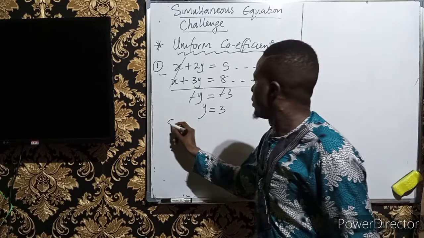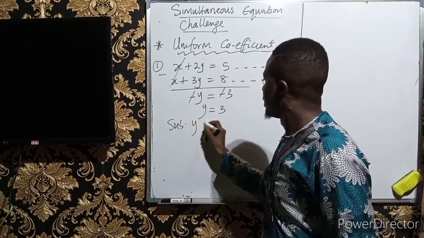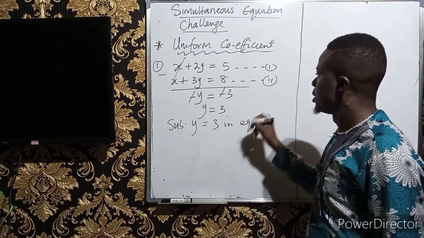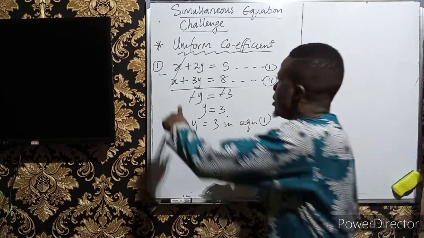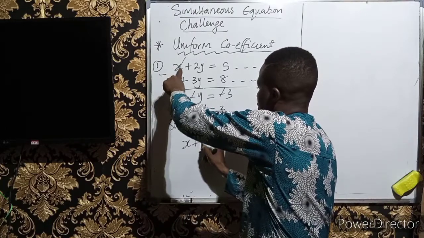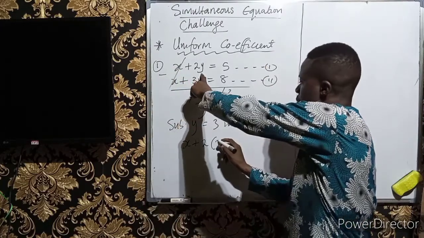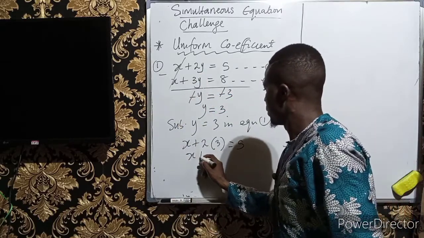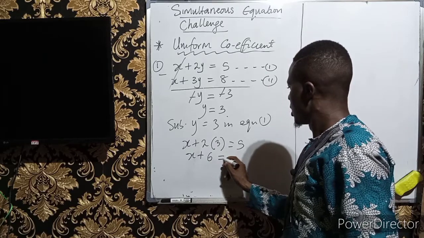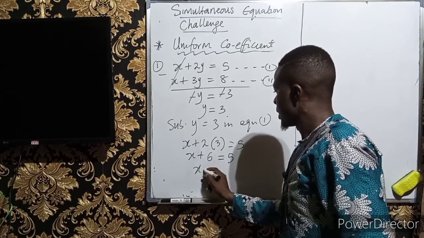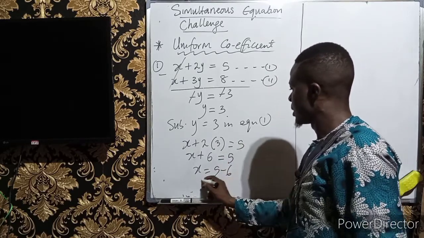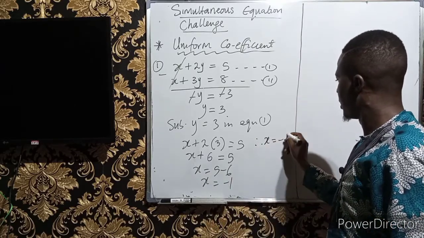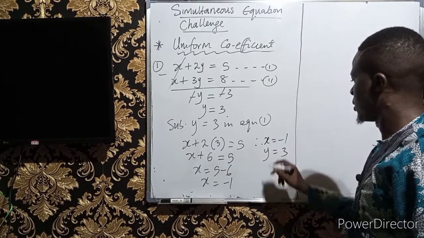Now to get x, I will substitute y equals 3 in any of the equations, say equation 1. So anywhere I see y, I will now put 3. Looking at equation 1, x plus 2 bracket, where I see y, I will put 3, equals 5. So x plus 2 times 3 is 6, equals 5. Hence x is now 5 minus 6. x is equal to minus 1. Therefore, x is minus 1, y is equal to 3.